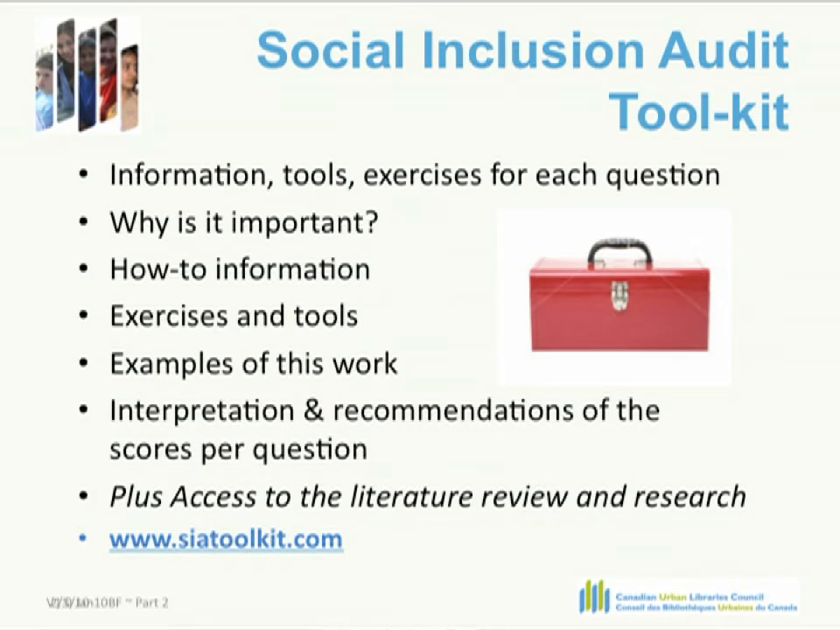As I mentioned before, the social inclusion audit also has a toolkit. This is a wonderful toolkit that's divided by question. So each of the questions, as you can see on this slide here, has information, tools, and exercises to help you work on and advance your level of inclusion. So it includes things like, why is this important? How-to information, examples of this work from organizations across Canada and abroad, and it also provides an interpretation and recommendations of the scores per question.